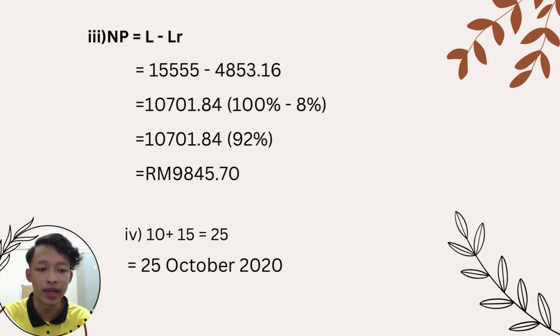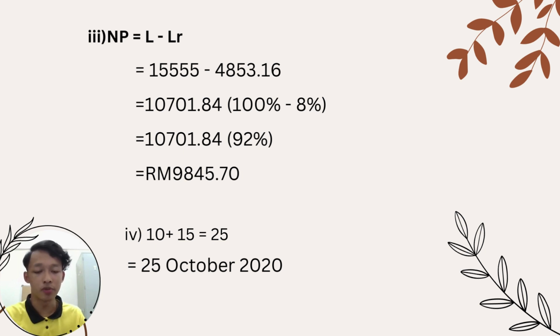So we need to calculate the discount we get because we made the payment within 15 days. We need to do 100% minus 8%, which equals 92%, and then multiply. So it will become RM32,000.29.